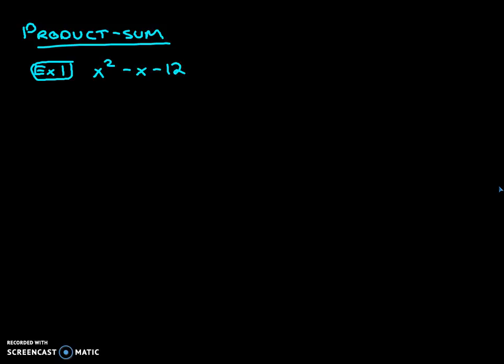Now, in this video, we are going to be talking about one of our factoring tools, which is the product sum tool. Now, the product sum tool, as we know, is our strategy that if we don't see a number in front of our x squared, so if a equals 1, we can use this strategy.